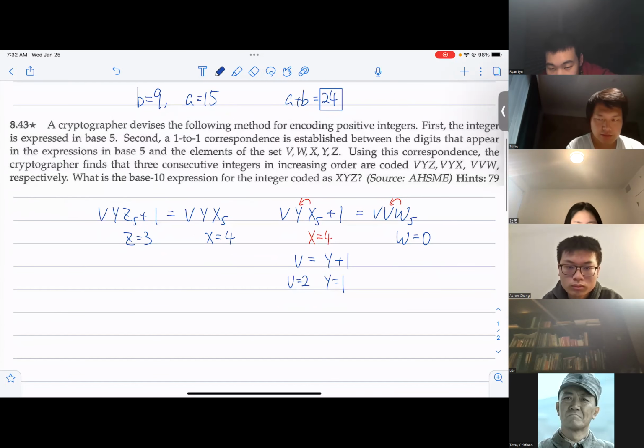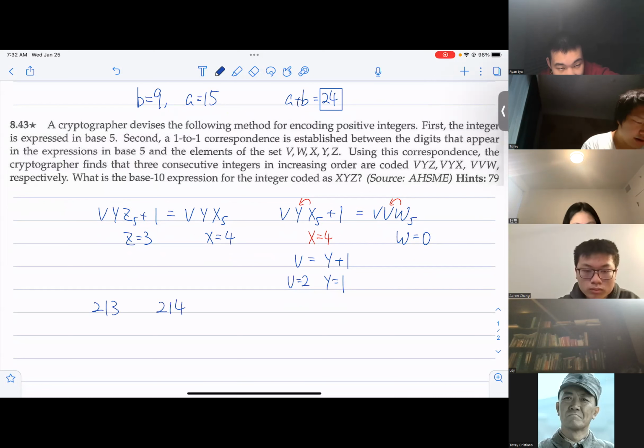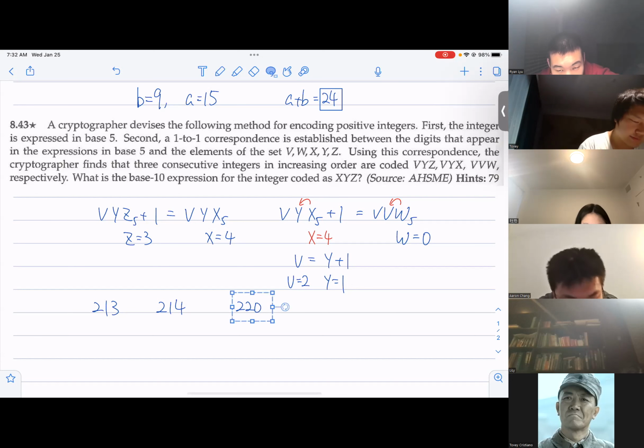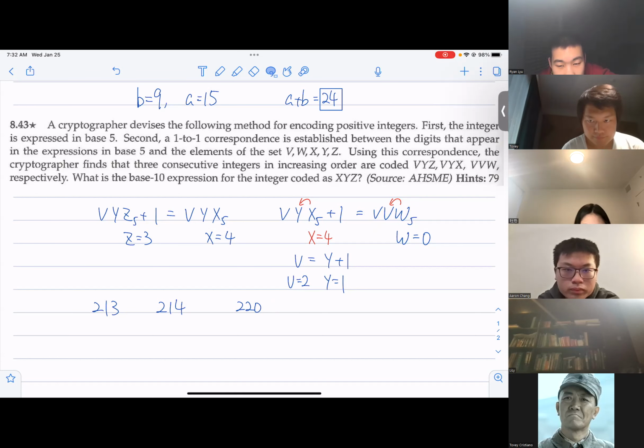In the end, we can plug in and look at the result to see if that makes sense. The first number here would be 2, 1, 3, since v is 2, y is 1, z is 3. The next number is 214, and that makes sense because x is 4. Then we add another one. We don't have 215 because you have to carry over. It's base 5, so there'll be 220 as the next number. And 220 is VVW, W is 0, V is 2. So everything makes sense.